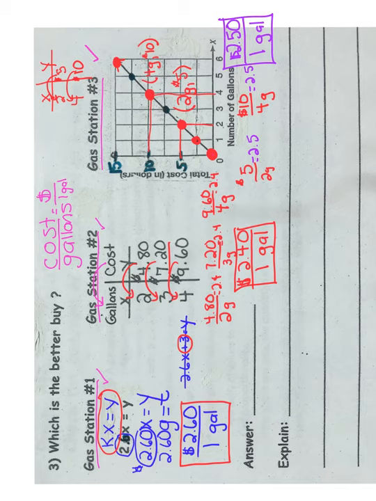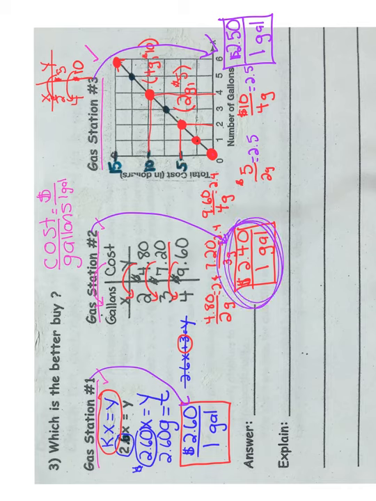Now compare. All things even, which station has the best price? Station 1 at $2.60 per 1 gallon, Station 2 at $2.40 per gallon, or Station 3, which is $2.50 per gallon. Clearly, the better buy is station number 2.